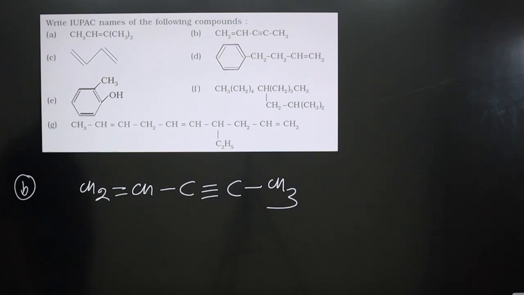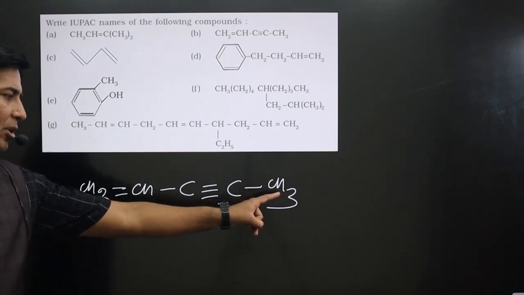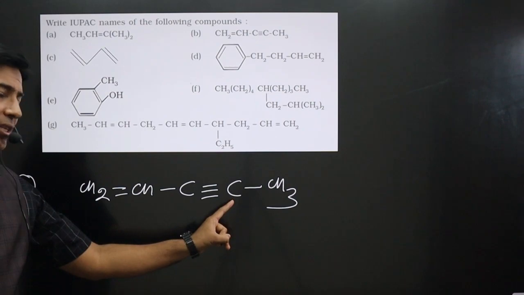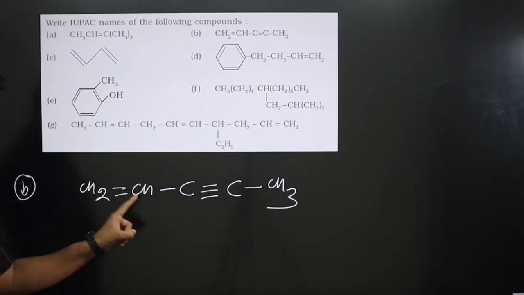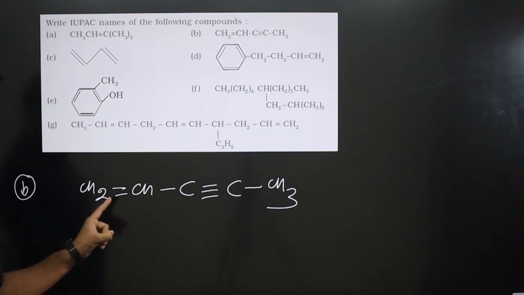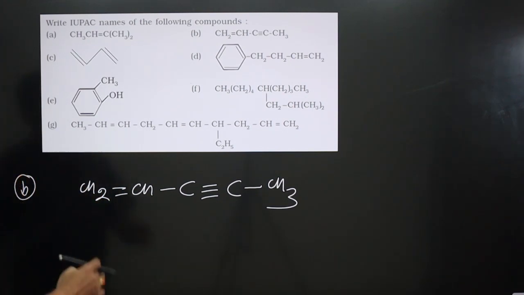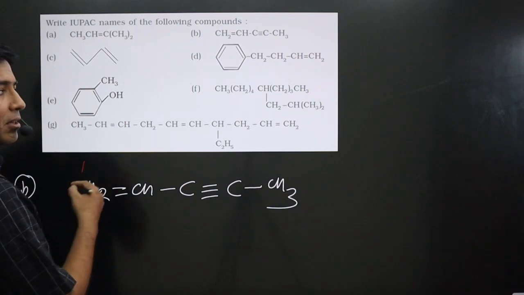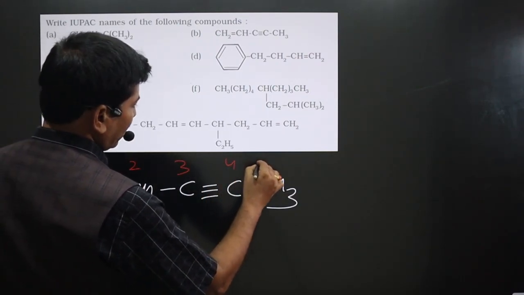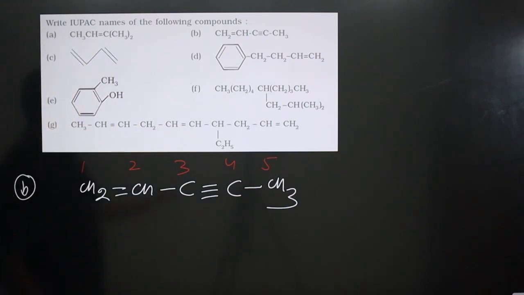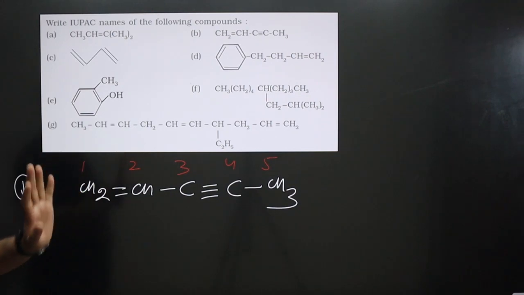Okay, but now you can see, if I do the numbering from here, 1 2, at the second carbon the triple bond is present. If I do the numbering from this side, 1 2, you can see at the first carbon itself the double bond is present. So numbering is much more appropriate from left to right. 1 and it is 2 and it is 3 and it is 4 and it is 5. Okay, total number of carbons in the longest carbon chain is 5.